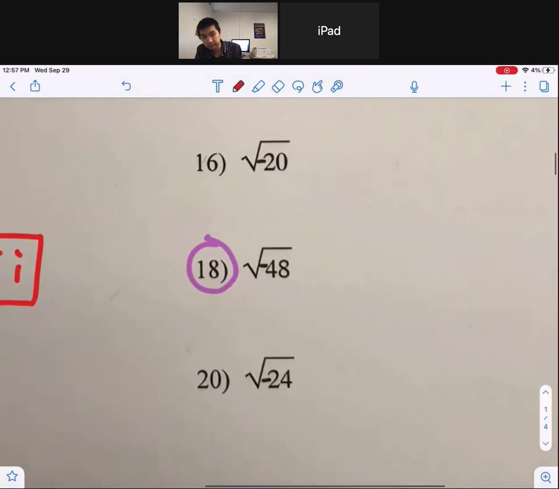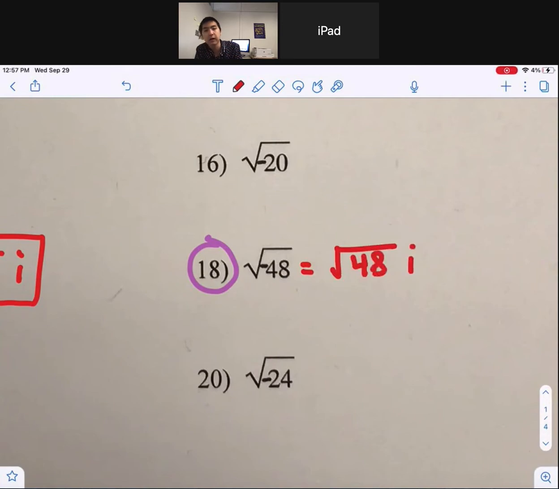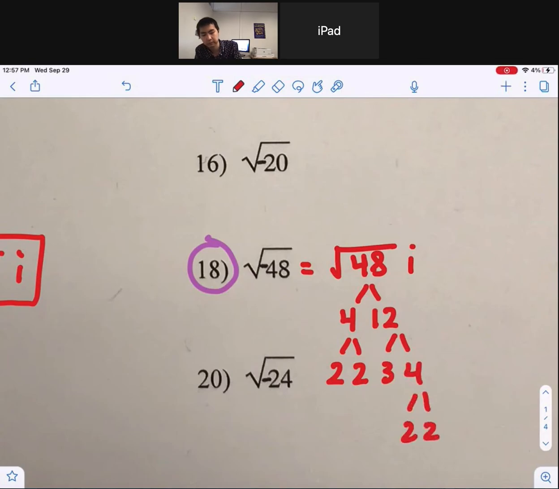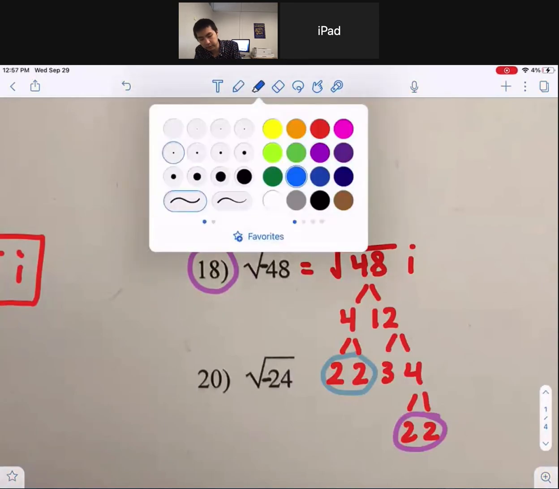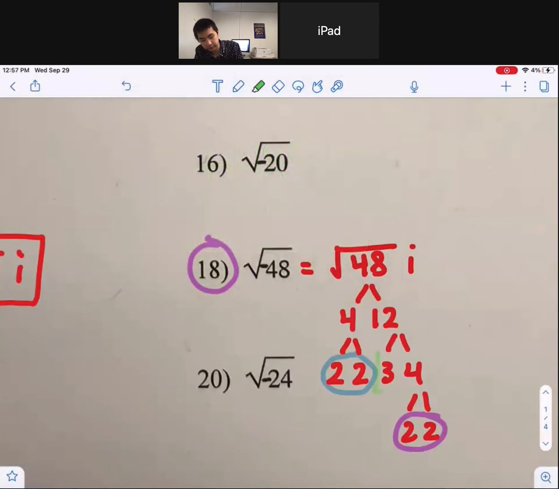18. Again, we have to take out that negative sign. So square root 48, we pull out an i, and then simplify that square root. 4 goes into 48, 12 times. Factors of 4, 2 times 2. Factors of 12, 3 times 4. Factors of 4, 2 times 2. Pairs. And we got a leftover of that 3.